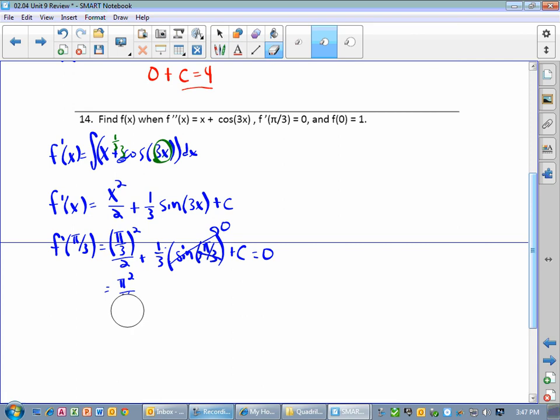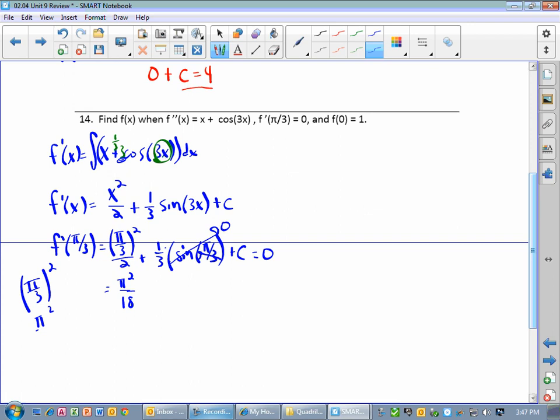Again, that's because when we square pi over 3, we get pi squared over 9. If we divide that by 2, that's the same as times 1/2, and so we get 18. So pi squared over 18 plus c equals 0. So our first c must be negative pi squared over 18.